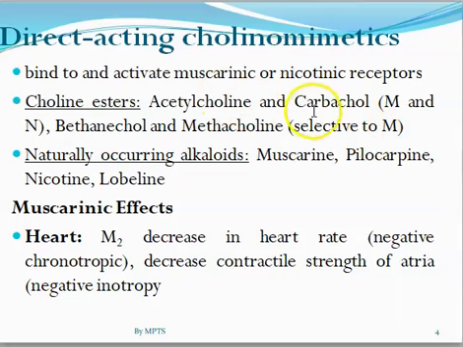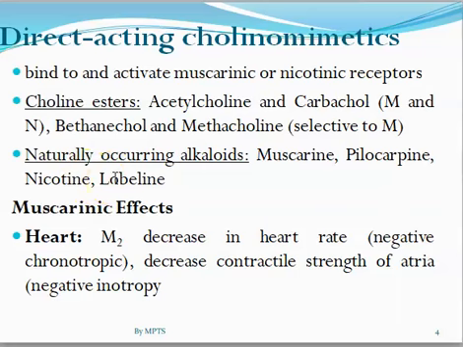The other one is carbachol. All these ones have muscarinic and nicotinic receptor effects. However, bethanechol and methacholine, they are selective to muscarinic receptors. In naturally occurring direct acting cholinomimetics, we have muscarine, pilocarpine, and nicotine and lobeline. Sure, you are aware of those.